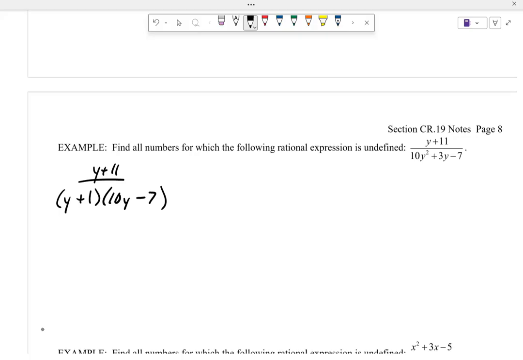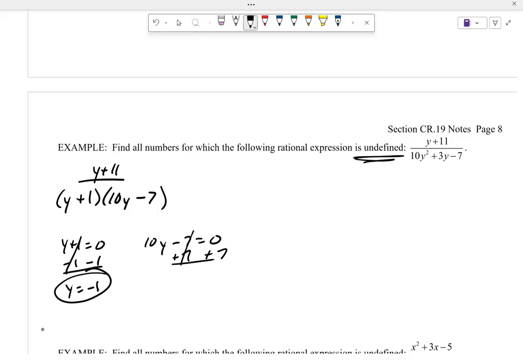But this is asking us to find all numbers where it's undefined. Well, if y plus 1 equals 0, I can't divide by 0, then I have a problem. If 10y minus 7 equals 0, I also will have a problem. So if you solve each of those, it won't be defined at -1, and it won't be defined at 7/10. So it's undefined at both of those points.